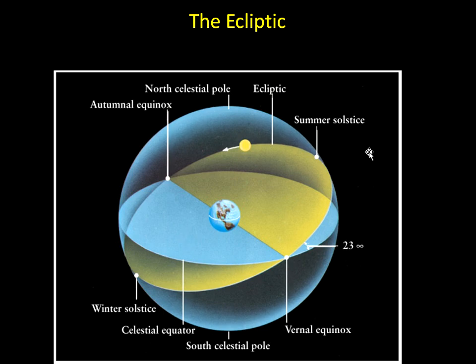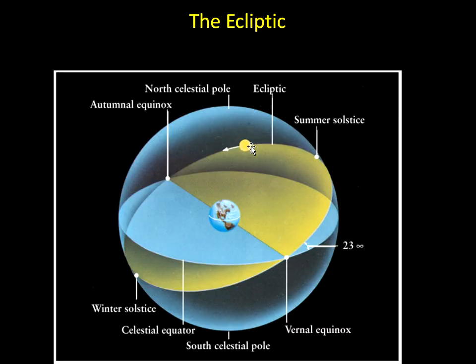Here's a nice cartoon out of the book. This shows the celestial sphere. It shows the path that the sun appears to take over the course of the year, this ecliptic right here. There's another important feature of the celestial sphere, which is the celestial equator. If you take the Earth's equator and extend it out to the imaginary celestial sphere, you have a path called the celestial equator.